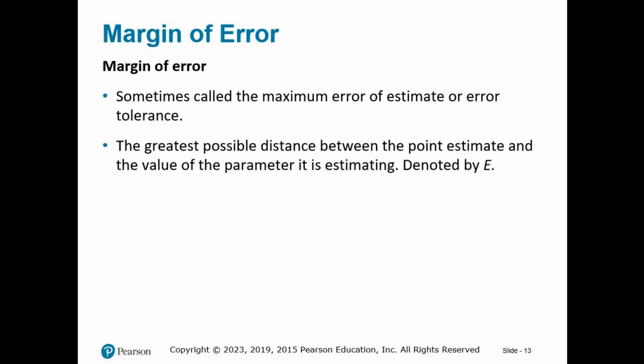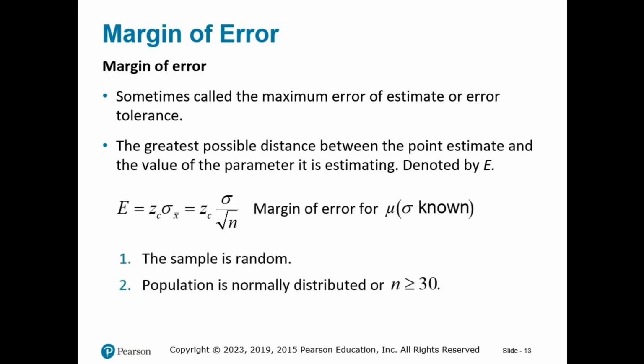The margin of error, sometimes you'll see in the text called the error tolerance. We take the critical z sub c value and multiply it by our standard error. Remember, that's the standard deviation of the sampling distribution of sample means, which is the ratio you see here: the population standard deviation divided by the square root of the sample size. This is known as the margin of error for mu when sigma is known. We're interpreting this as the greatest possible distance between our point estimate and the value of the parameter.